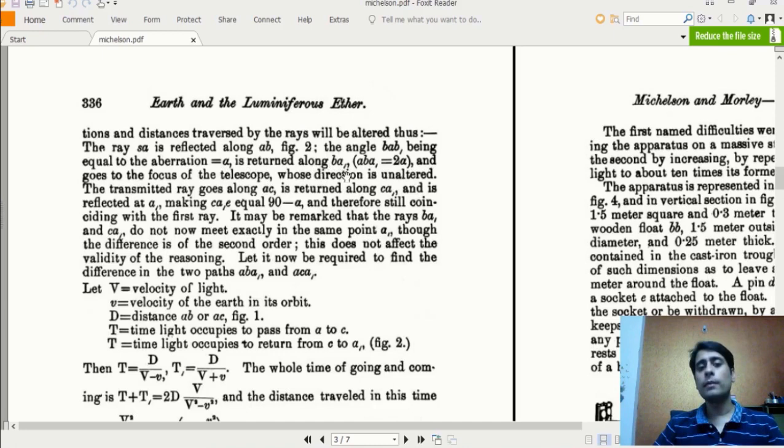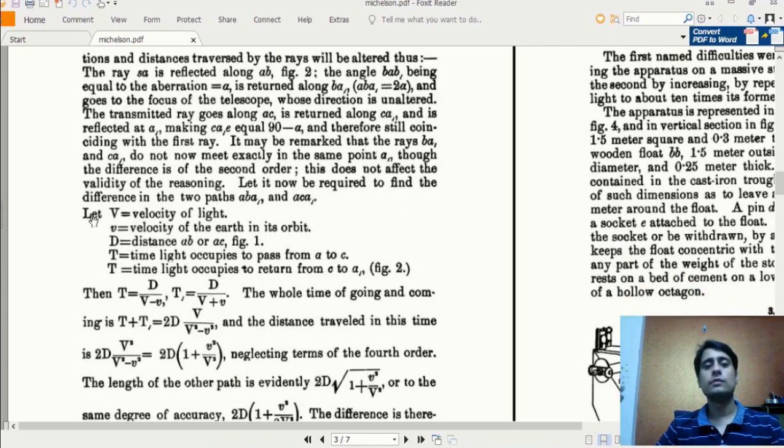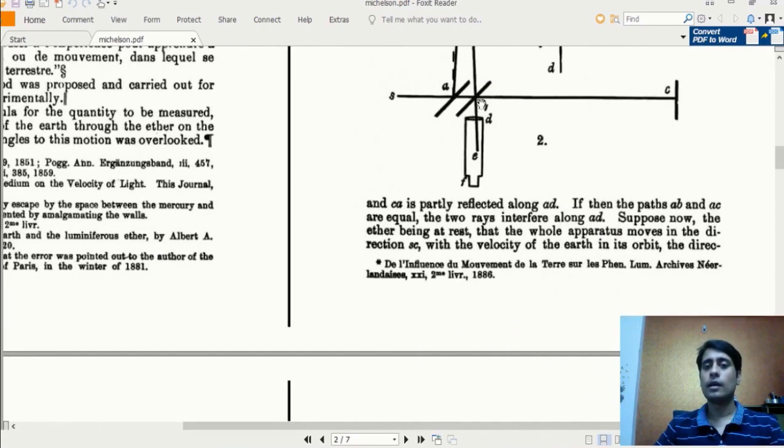So ABA prime, I already told you, must be twice that angle, so it must be 2 alpha, and the ray goes to the focus of the telescope, whose direction is unaltered. The telescope is fixed, we are not changing the direction of the telescope. The transmitted ray goes along AC and is returned along CA prime. So let's come to the diagram. This ray, after reflection from C to A, is coming to the telescope.